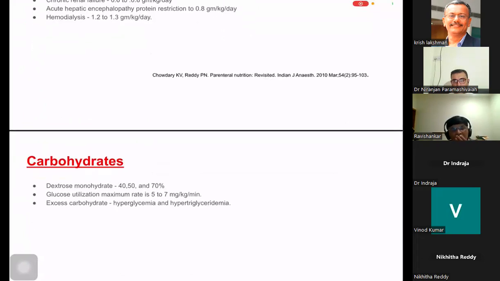Carbohydrates are provided in dextrose monohydrate form, around 40 to 70%, and can be utilized at a maximum of 5 to 7 mg per kg per minute. If excess carbohydrates are provided, it leads to hyperglycemia and hypertriglyceridemia. Prolonged use of carbohydrates leads to prolonged continuous hyperglycemia. This continuous hyperglycemia leads to suppression of the liver, and when the suppression of the liver prolongs, it may lead to liver failure.